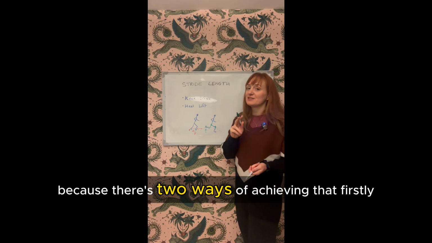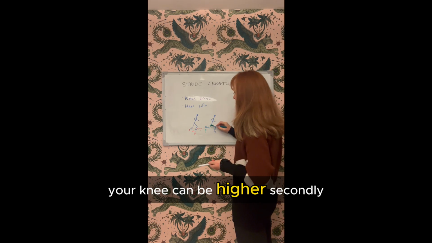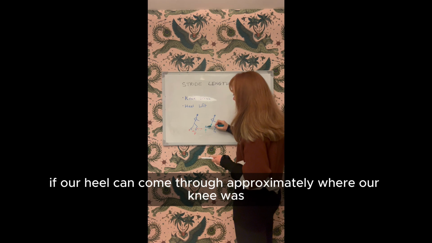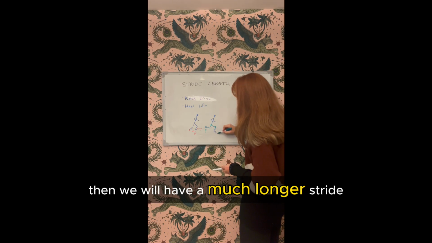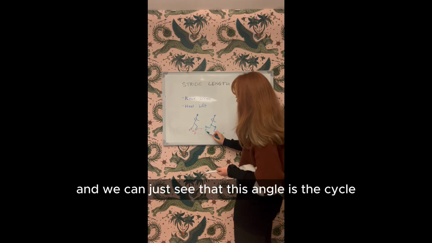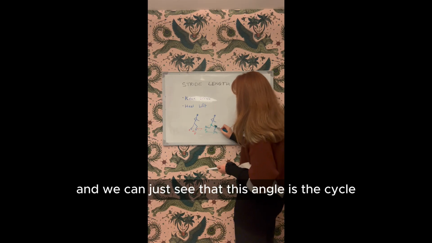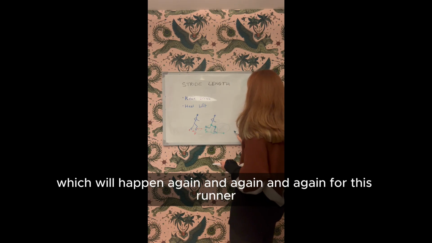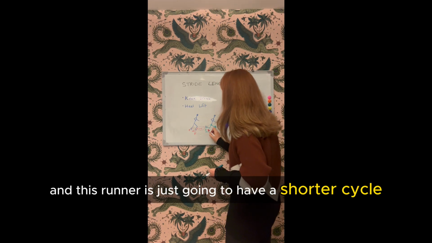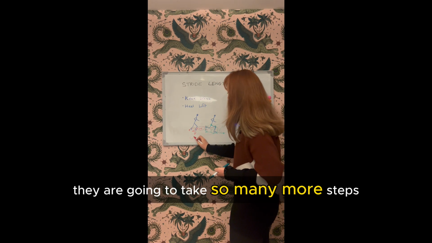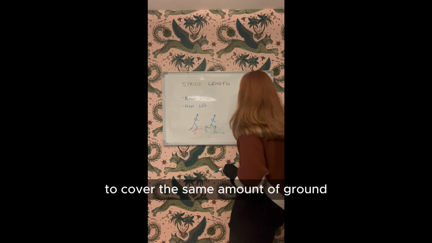Because there's two ways of achieving that. Firstly, your knee can be higher. Secondly, your heel can be higher. If our heel can come through approximately where our knee was, then we will have a much longer stride. And we can just see that this angle is the cycle which will happen again and again and again for this runner, and this runner is just going to have a shorter cycle. They are going to take so many more steps to cover the same amount of ground.